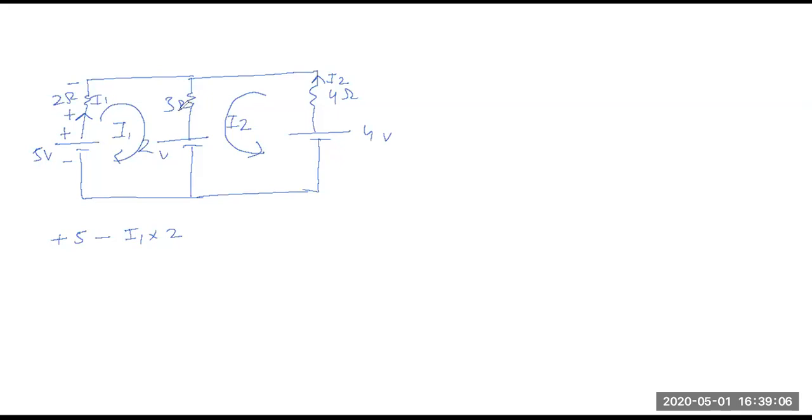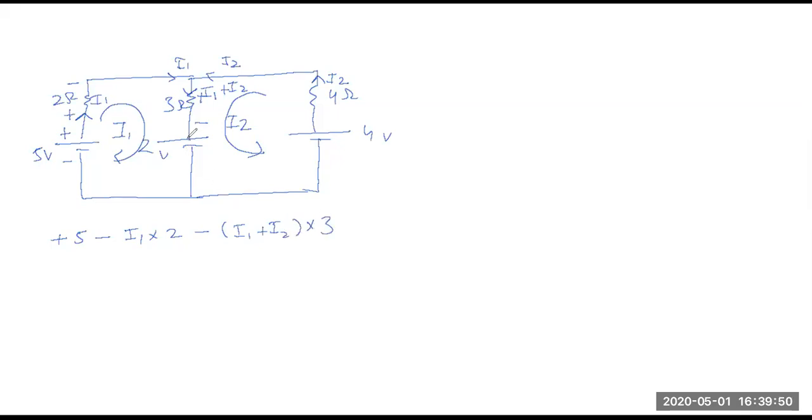Then when I move down, I get a 3 ohm resistance. Now this 3 ohm resistance has some problem. It will have two currents. I1 is coming from here and I2 is coming from here. So what will be the current in 3 ohm? Can somebody tell me? I1 plus I2, right? Again, here it's plus, here it's minus because current is going from up to down.